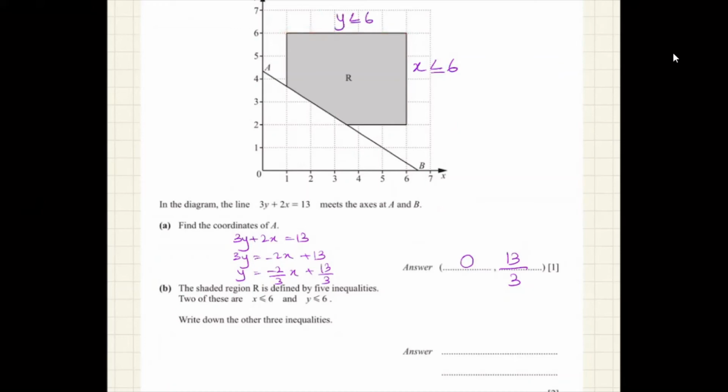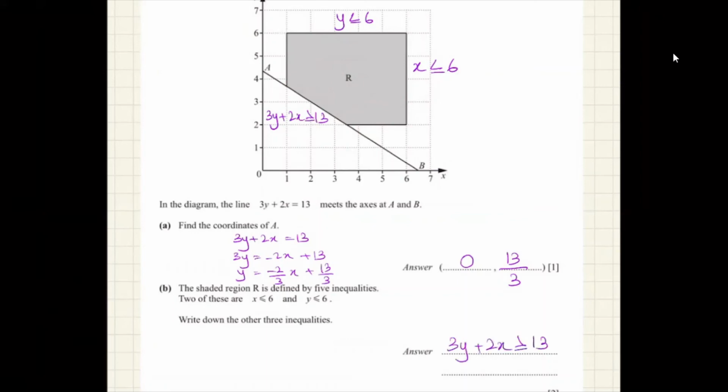So I'm just left with these ones. And the equation of AB is given as 3y plus 2x is equal to 13. First, let's figure out the inequality of this one. Can you see that they've shaded the part which is above the line? So obviously it would be greater than or equal to 13. So this is the first inequality: 3y plus 2x is greater than or equal to 13.